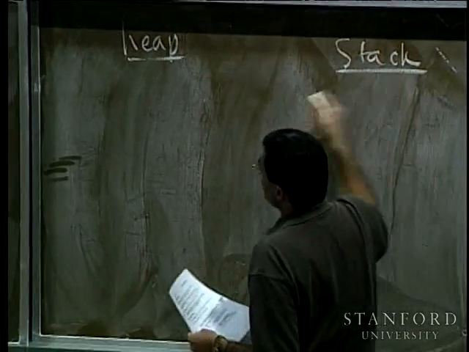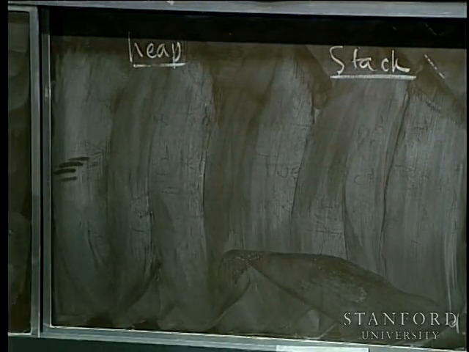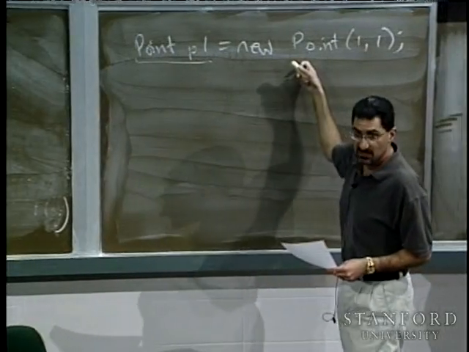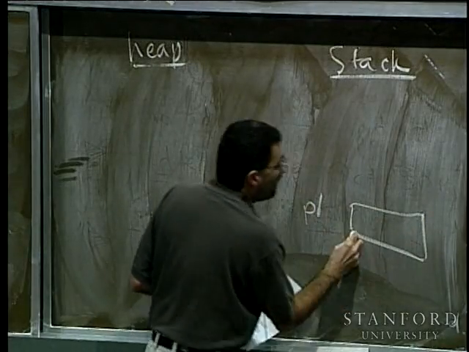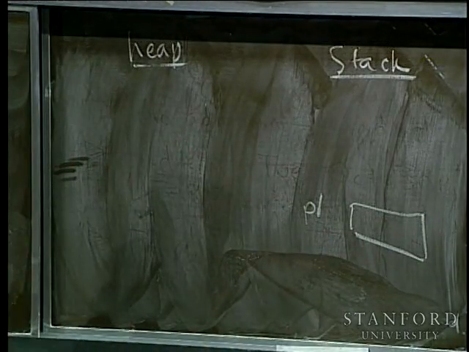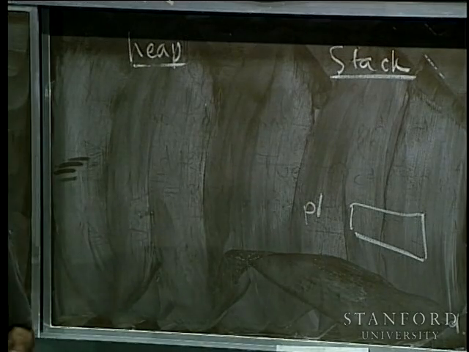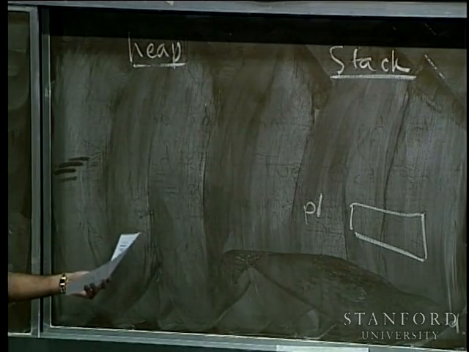And what we're going to do is say, hey, when we declare point P1, before we have done this new, what we get is P1, which is basically just some box on the stack. What does it hold right now? Well, until we do this line, it holds nothing. It holds nothing that we know about.